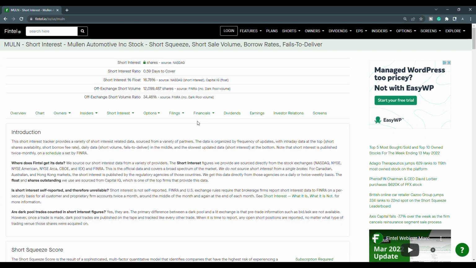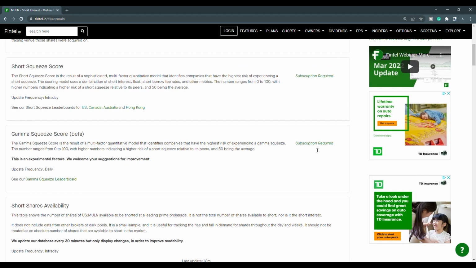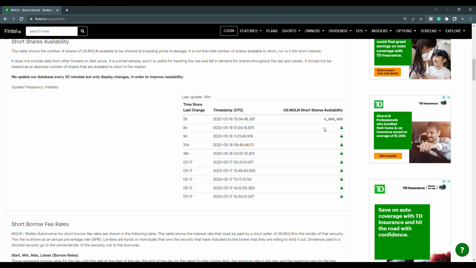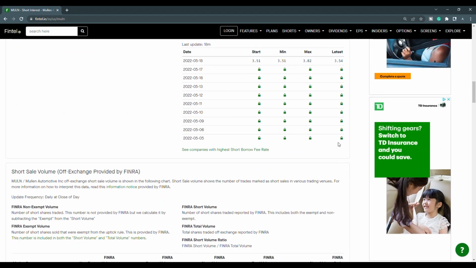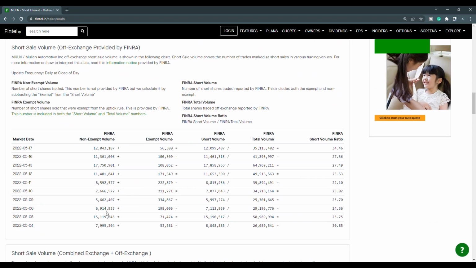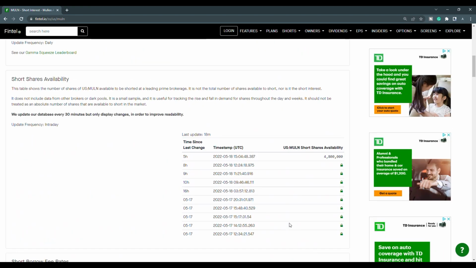So we're going to take a look at the short interest information for MULN. The off exchange short volume ratio is at 34.46%, and the off exchange short volume is just over 12.09 million shares. Scrolling down on the page, the short shares availability is at 4.8 million, updated 18 minutes ago. And the short borrow fee rate is at 3.54%. When we take a look at the history of the short volume, we can see for the close of the 16th, it was at 27.36, and for the close of the 17th, it was at 34.46. So we did see it go up.